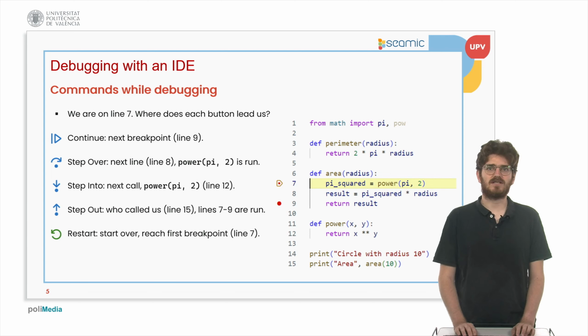Step into goes into the next call in the current line, so in this case power, and it will go to lines 11 and 12. Step out goes out of this method back to whoever called us, in this case probably line 15, and it runs the remaining elements in this method. And of course restart would start over, and we will find ourselves in the same situation here, stopped at the first breakpoint on line 7.